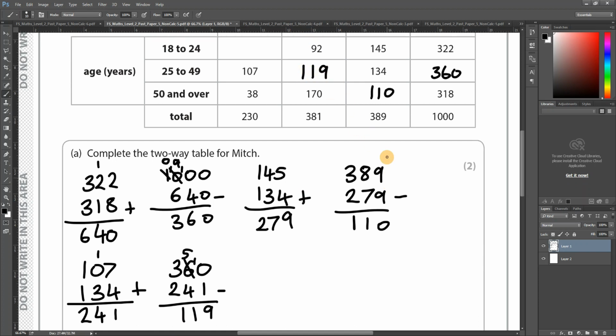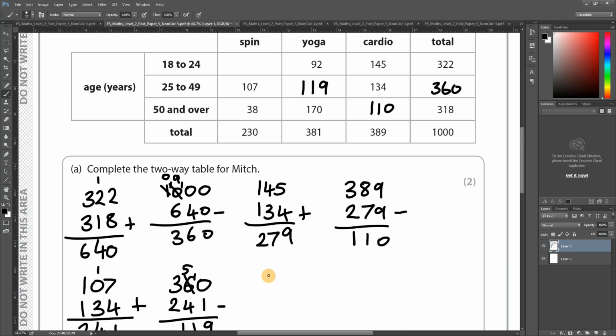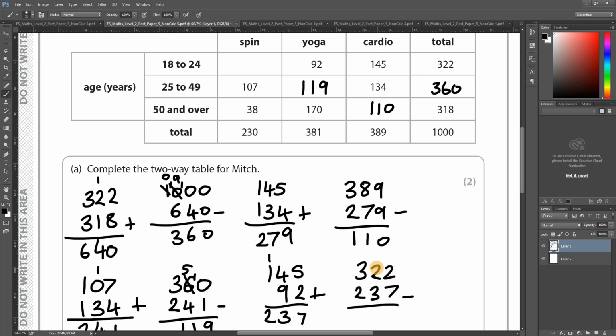Okay, and there's only one left. Again, I'm going to add, let's add 145 to 92. So that gives me 7, that's 13, and that's a 2. And let's take it away from 322. Yeah, so borrow, that's a 5, borrow again, and that's 85. Yep, so that's that done. It's 2 marks just for doing that.